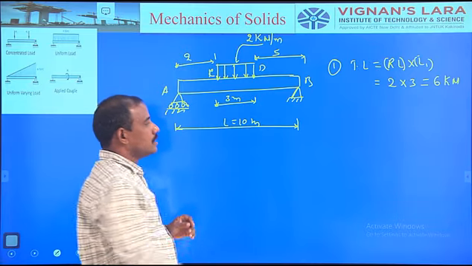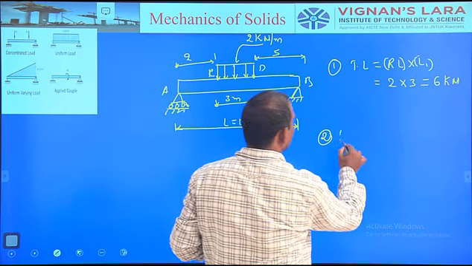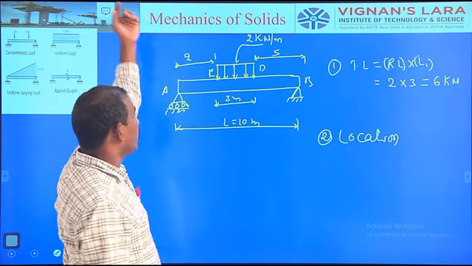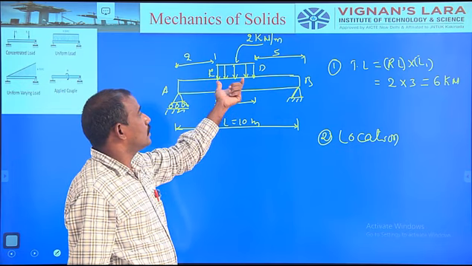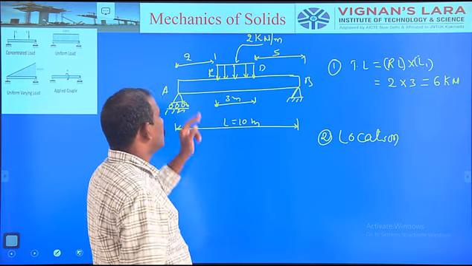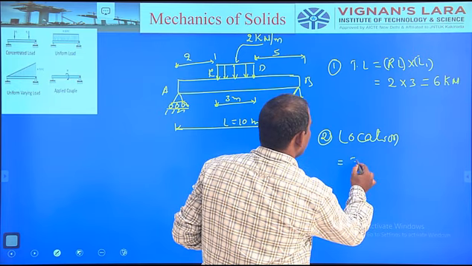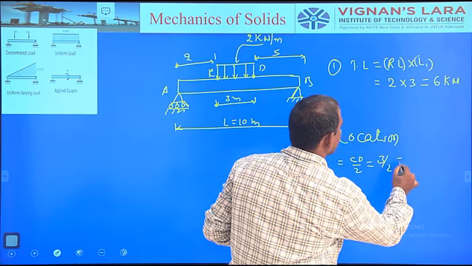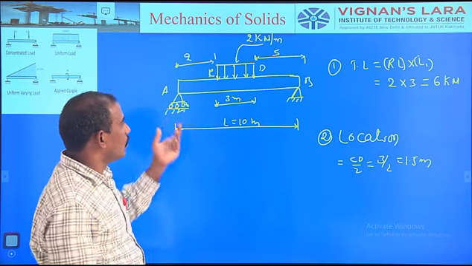The second point is location. What about the location? Again, the location is the midpoint of the load distributed over a distance, here that is CD. So the midpoint of CD is CD by 2, that is 3 by 2, equal to 1.5 meters from either C or D.